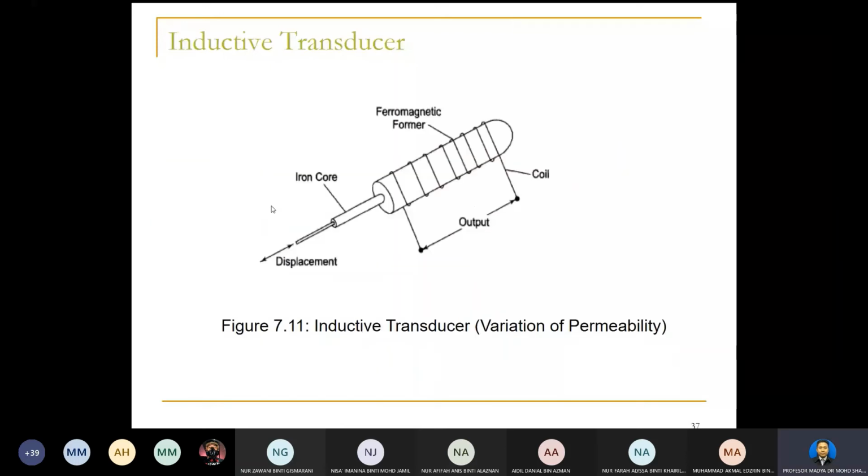Okay. So this one, another one, we have the inductive transducer variation of permeability. All right. So you can see this one. For example, here, this is output, and then we have the coil, and then this one is the ferromagnetic former, and then the iron core.